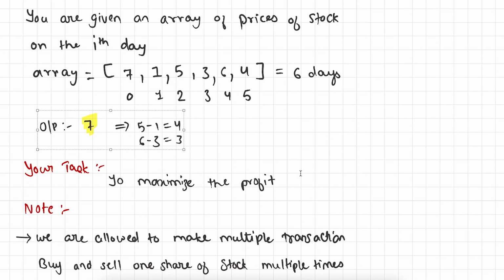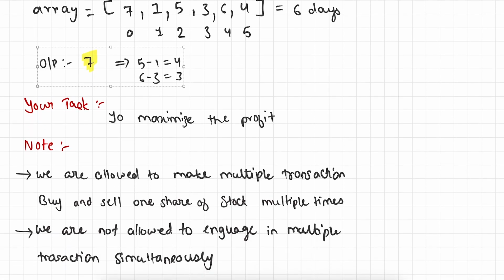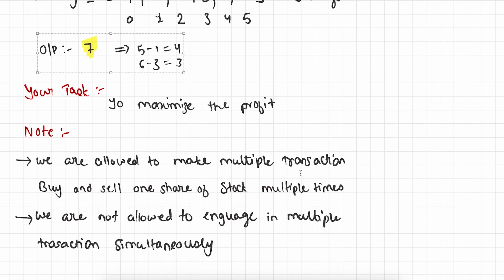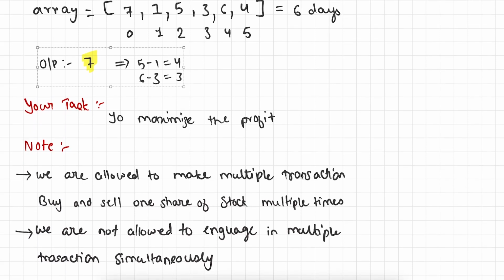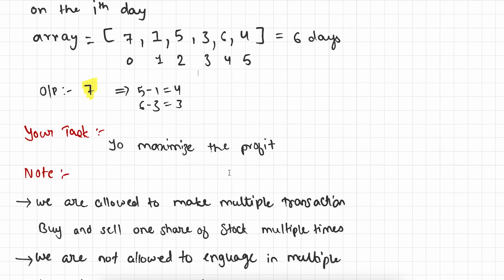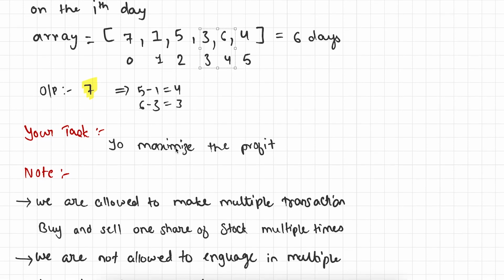Okay, so far so clear. Now, to solve this problem, we have to take care of two things. First, we are allowed to make multiple transactions. It means we can buy and sell one share of stock multiple times. The thing we just saw, buying stock on day 1 and selling it on day 2, and then again buying stock on day 3 and selling it on day 4. This is how we are allowed to make multiple transactions.